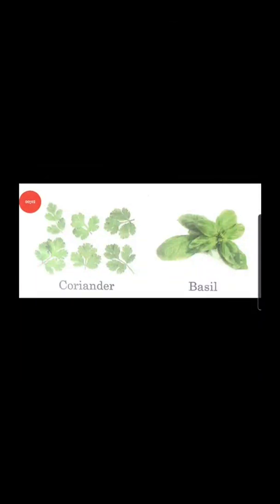Talking about some leaves which actually have a very good aroma. Aroma means smell, which is really good, and they add flavor to our food, like the leaves of coriander and basil. The smell of these leaves is really good. The mint, the basil and coriander are some leaves which are used in our food regularly.